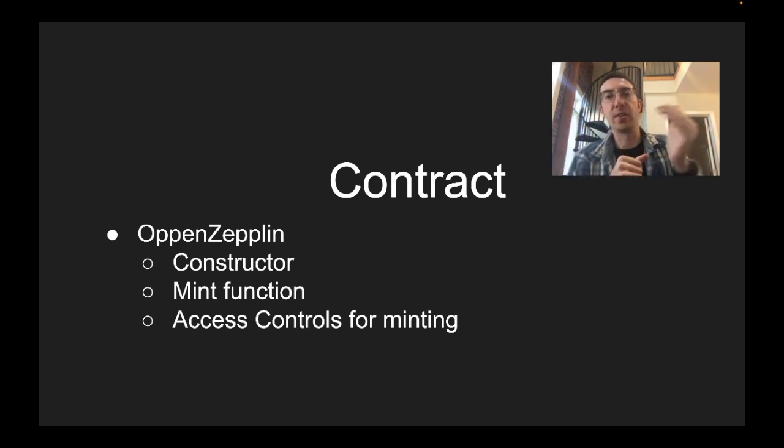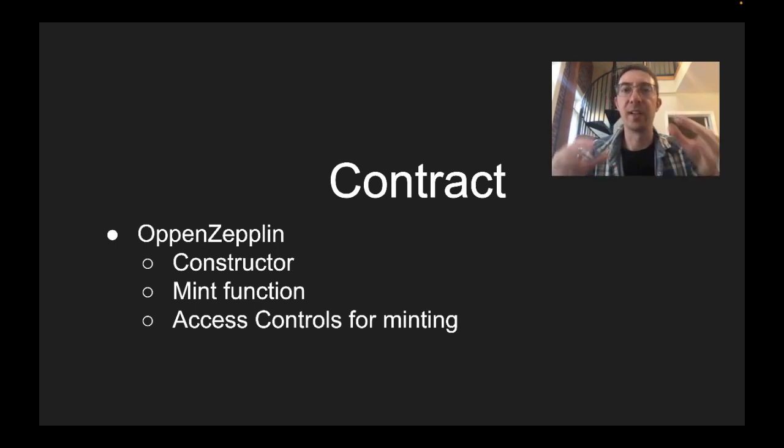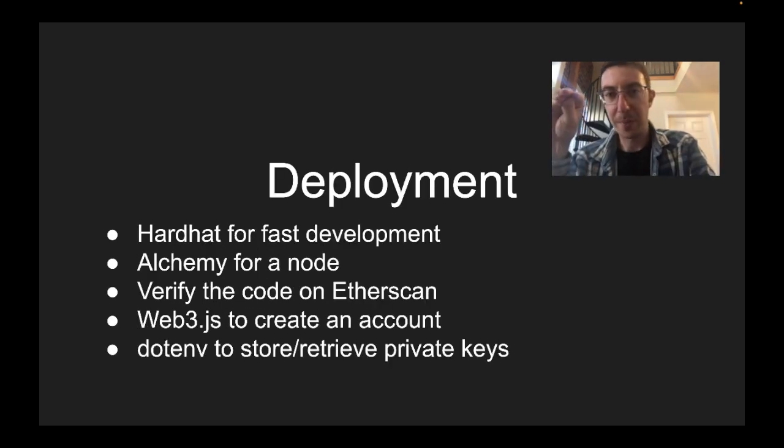And then we're going to create our own constructor, our own mint function, and we're going to be using access controls so that the minting stays controlled, but also flexible if we want to add more use cases later on. Once we develop the contract, I'm going to go through all the steps we need to go through to deploy it so that anyone can use this token live on Ethereum mainnet.